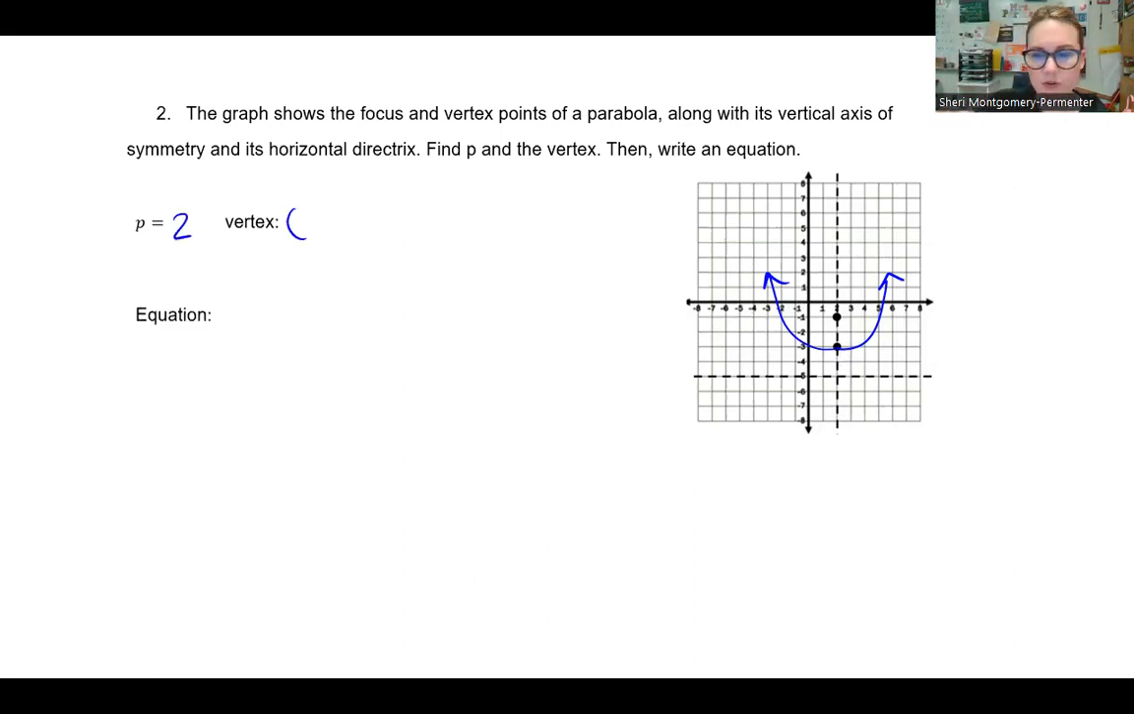What is my vertex, friends? 2, -3. Very good. So I'm going to write my equation. It's y is equal to 1 over, it's 4 times p. What is 4 times 2? 8. So it's always going to be x and then the opposite of the x value. So the opposite of 2 is -2. And then -3.